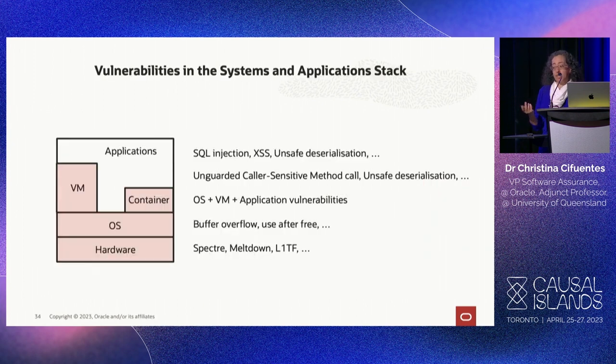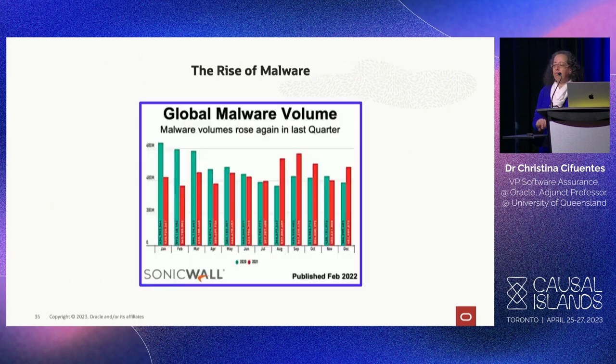Now, clearly, vulnerabilities exist all over the systems and the application stack. There are examples of vulnerabilities at the hardware level, like Spectre, Meltdown, L1TF, which all started a few years ago. Then at the OS level, traditionally, you have operating system issues like buffer overflows, use after free and so on, because a lot of code is written in C. Then you have virtual machines, other types of issues, containers, applications, and most developers are familiar with SQL injection issues or cross-site scripting issues and so on.